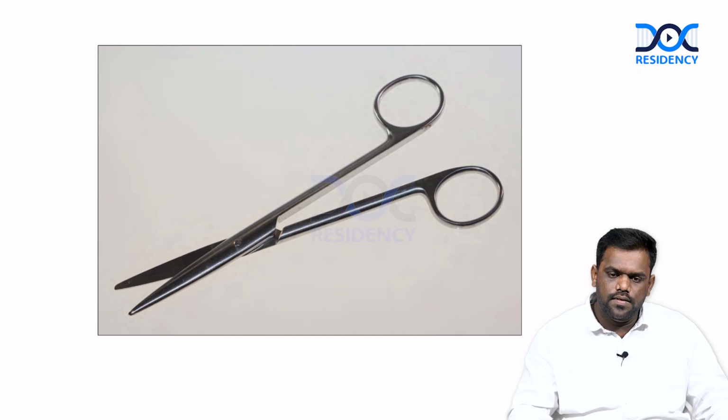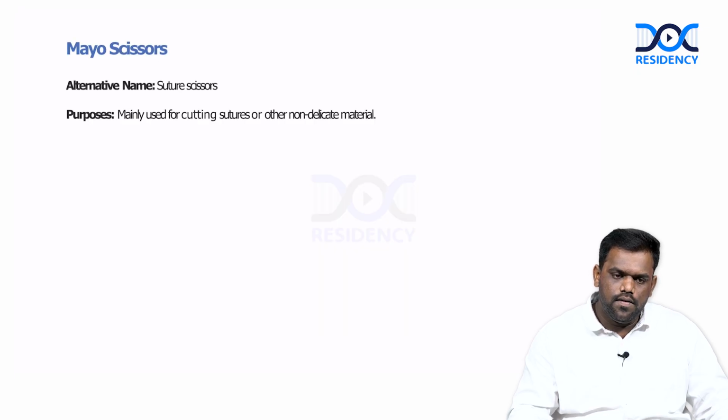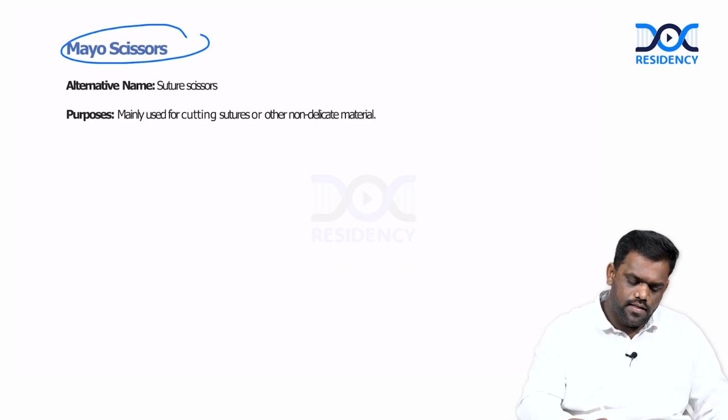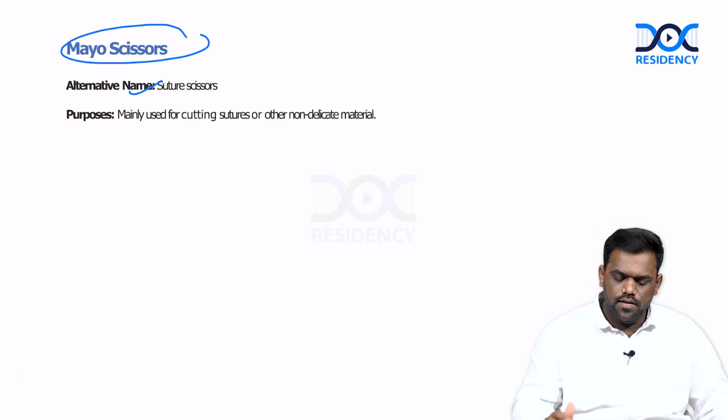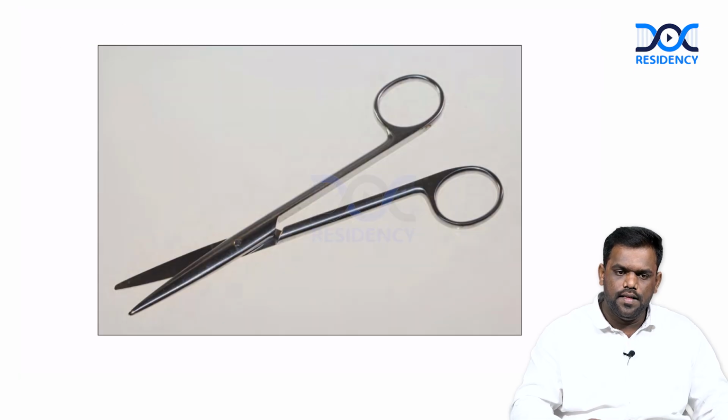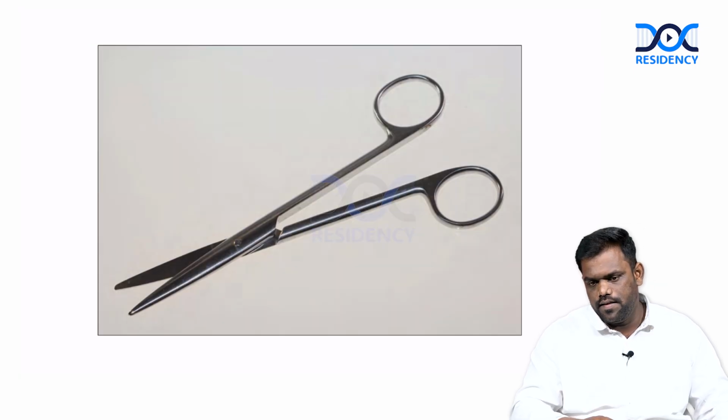So identify this instrument. This is your Mayo scissor. It is a suture scissor, mainly used for cutting the sutures. That's a basic scissors. It's a Mayo scissors.